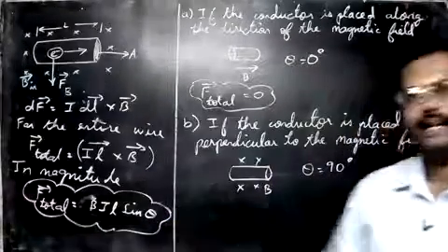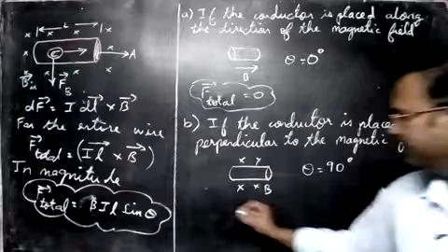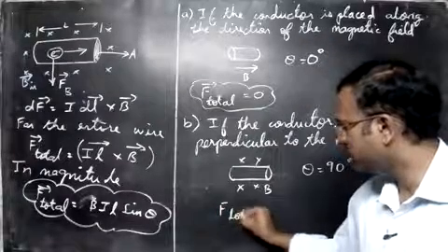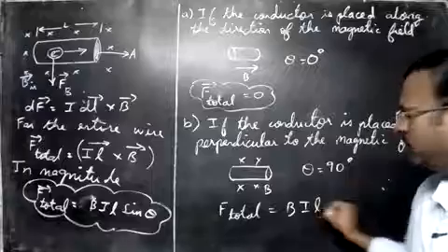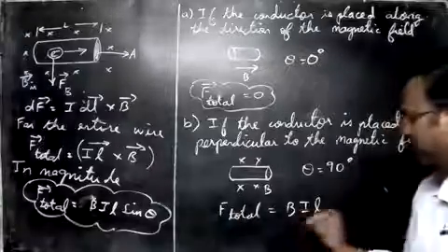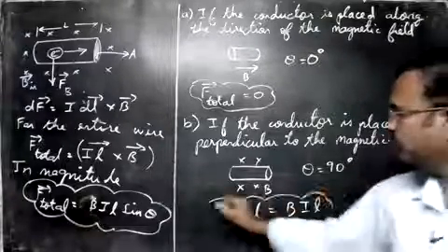Substitute and see. Sine 90 is what? It is 1. So we get here the total force F total in this case will be equal to B into I into L, since sine 90 is 1. So this is a very important relation to note.